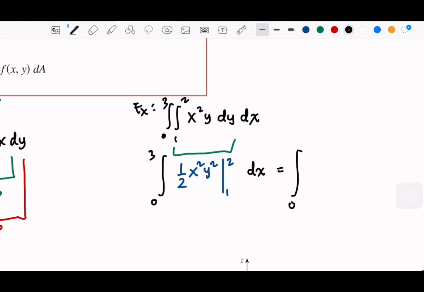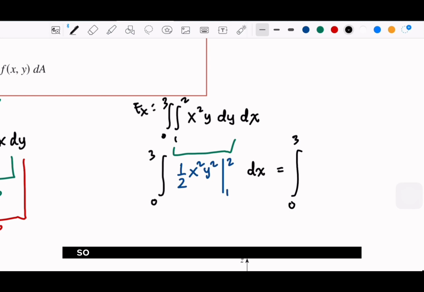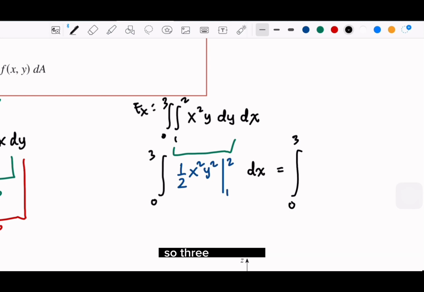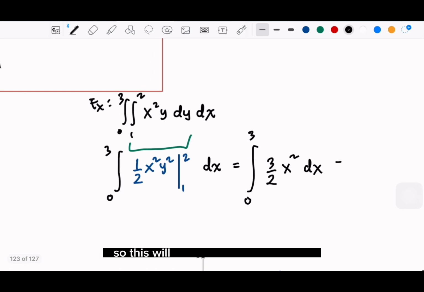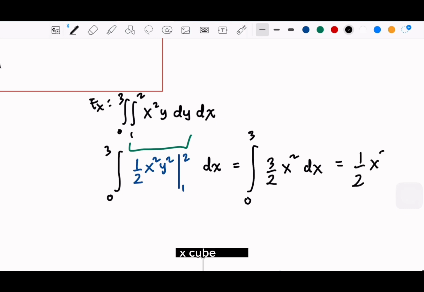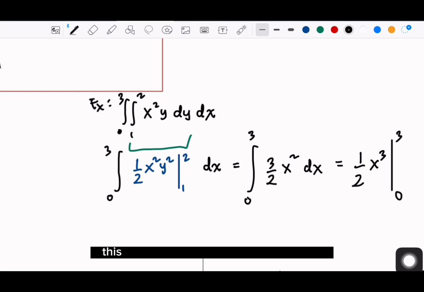So 2 to the y squared is 4. 4 minus 1 is 3. So it will be 3 over 2 x squared dx, and then we can integrate with respect to x. This will be 1 over 3 x cubed, and this will be cancelled, so it will be 1 over 2 x cubed from 0 to 3. This will be equal to 27 over 2.